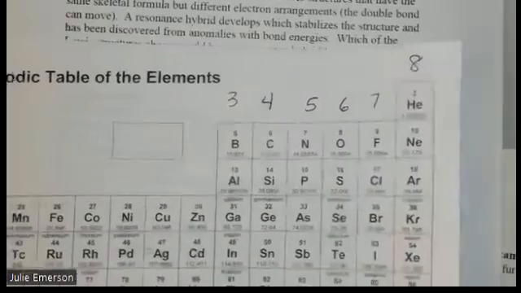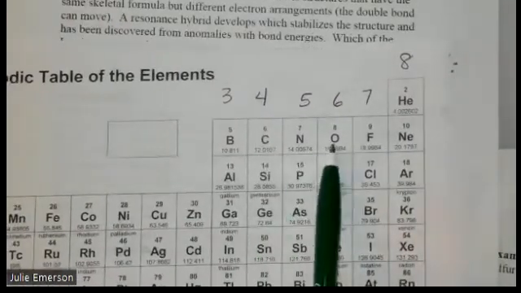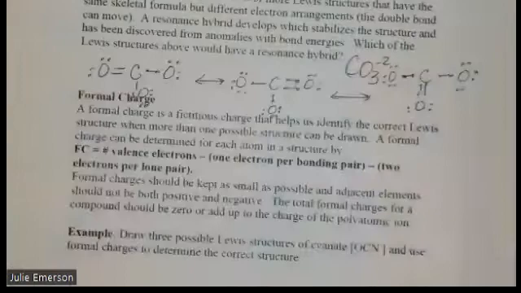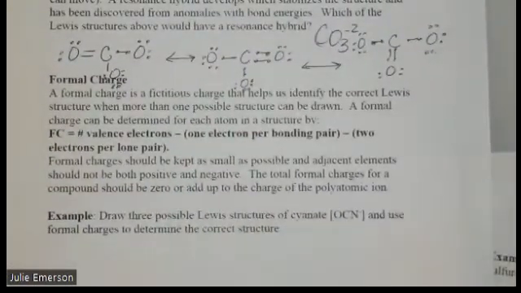So when it talks about expanding the octet, not possible for nitrogen, oxygen, fluorine, right? Only possible for the others, the nonmetals lower than that in the P block. Now, formal charges are going to help us start to see this.